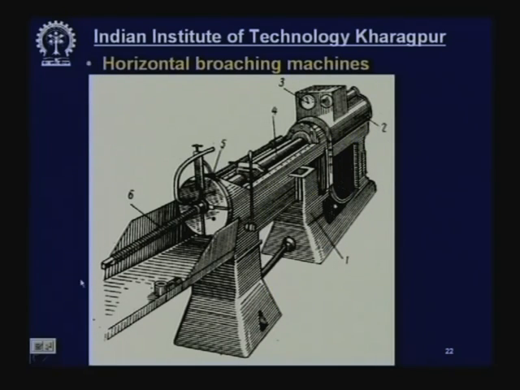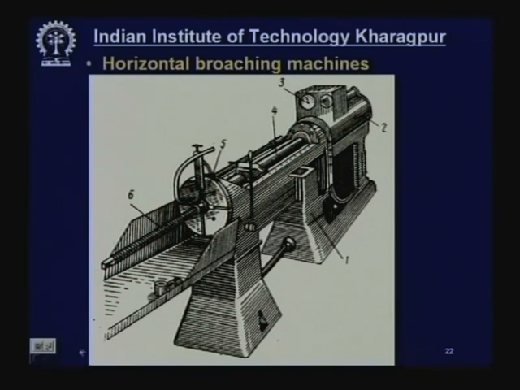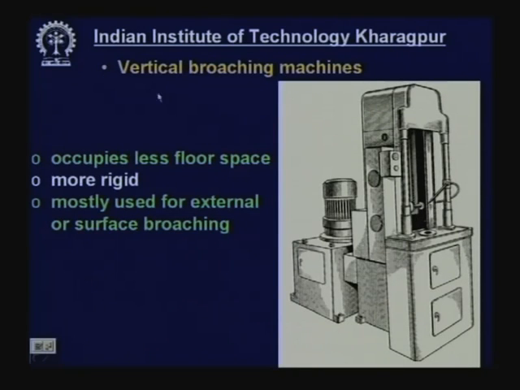Now, horizontal broaching machines, most of the broaching machines are horizontal type and they are used for internal work by pull type broach. For example, here this is the broach which is for internal working and this is for pull type. The job will be mounted here on the fixture, and this is a hydraulic drive ram which will push or pull this broach away or towards the workpiece, through the workpiece. Now, next is the vertical broaching machine.